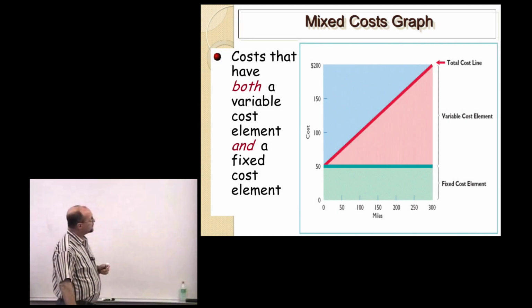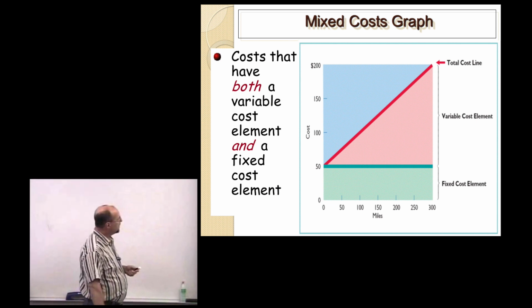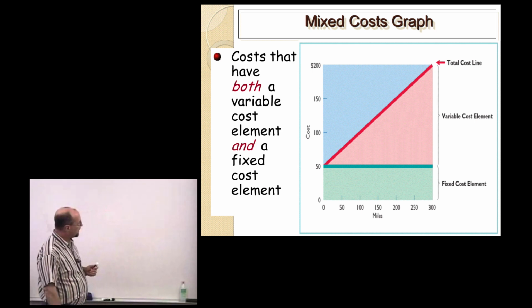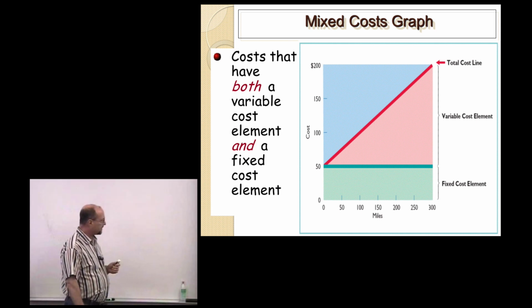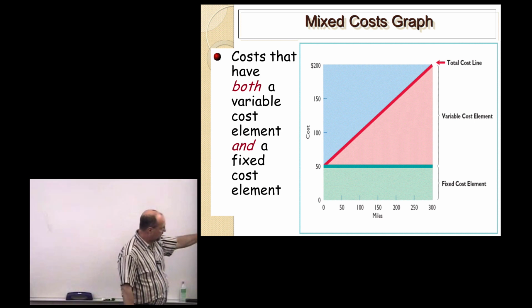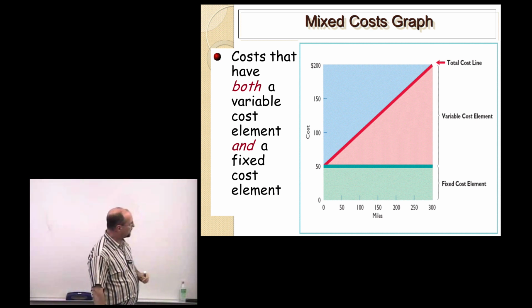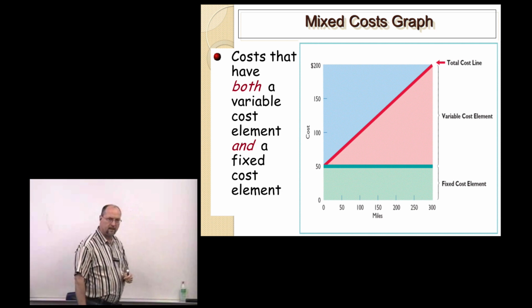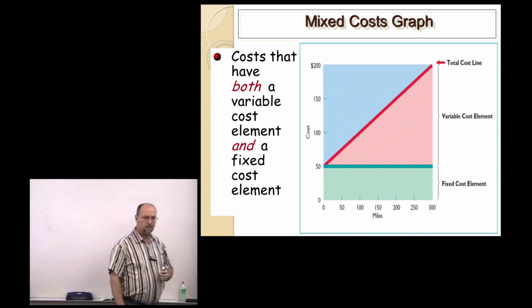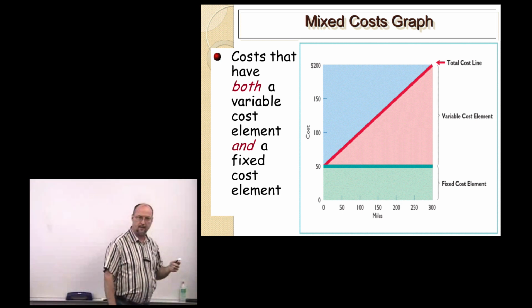Now let's take a look at the mixed cost graph, using your cell phone plan or renting a U-Haul truck as an example. Costs that have both a variable component and a fixed component. So there's the fixed cost component at the $50 level. Then there's the variable cost component, the red line going from the $50 mark. So even if you didn't use your phone one single minute, you'd still be charged $50, for example.